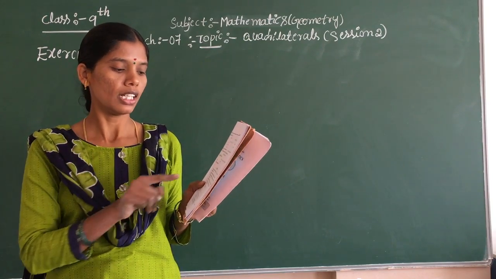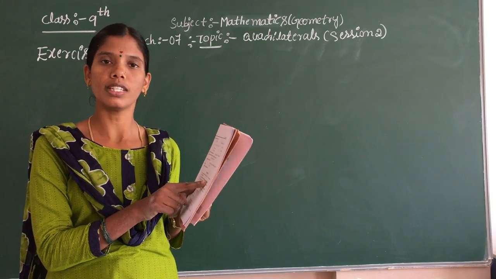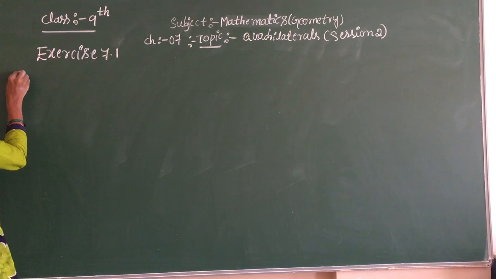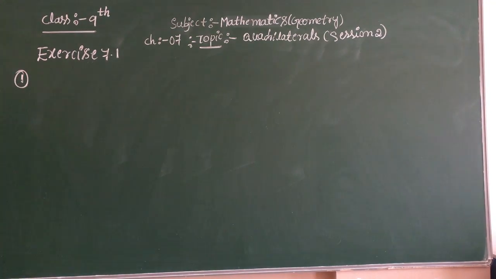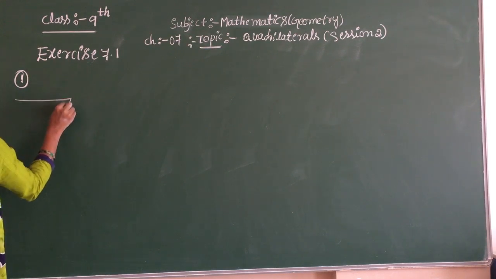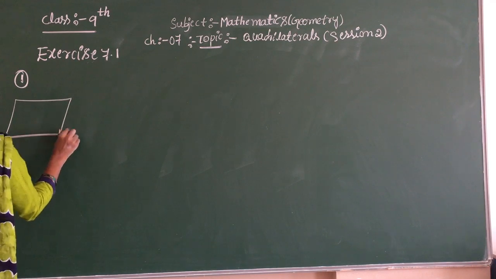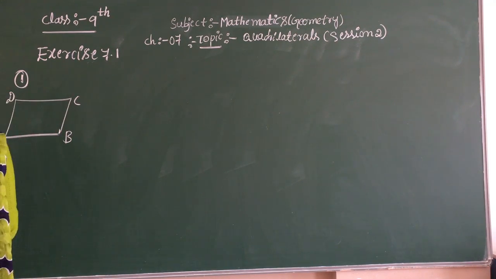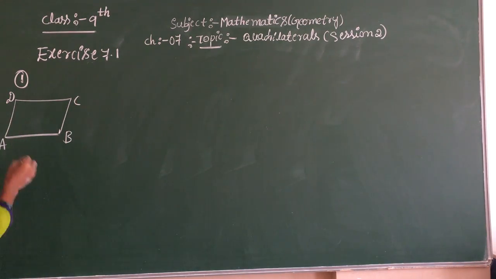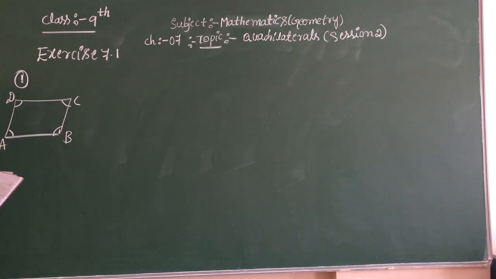You should give the angles as 3x, 5x, 9x, 13x, which is equal to 360 degrees. Children, you should apply that. Then, for the first question, the sum of the angles of the quadrilateral. We should draw one quadrilateral and give it the names A, B, C, D. A quadrilateral has 4 sides, and this is one angle, this is one angle, this is one angle, and this is one angle.